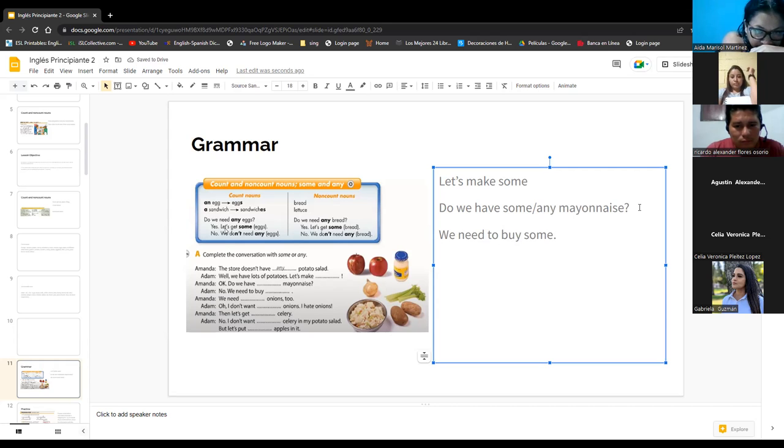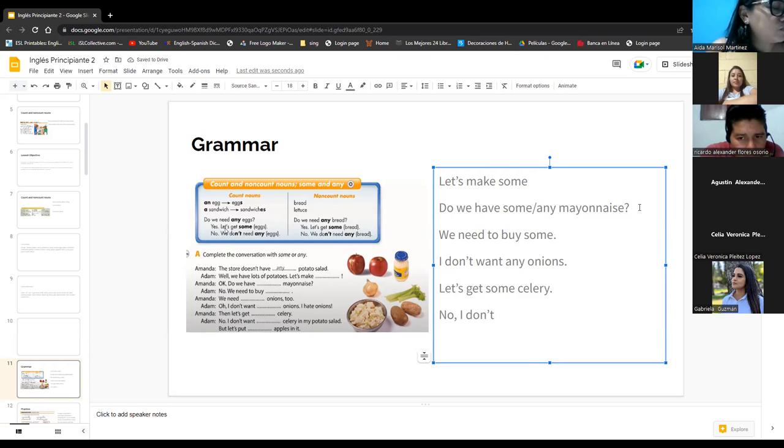Next one. Oh, I don't want onions. What is missing there? Any. I don't want any onions. Perfect. And it says, then let's get celery. Some. Very good. Let's get some celery. ¿Qué es celery? Apio. Apio, exactly. Do you like celery? It doesn't have flavor, say it.